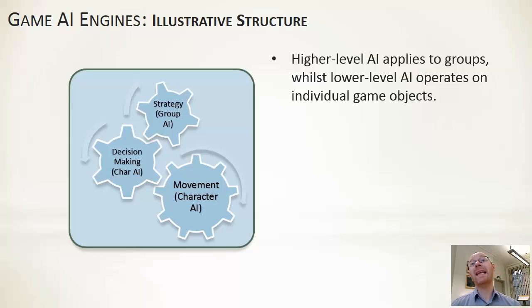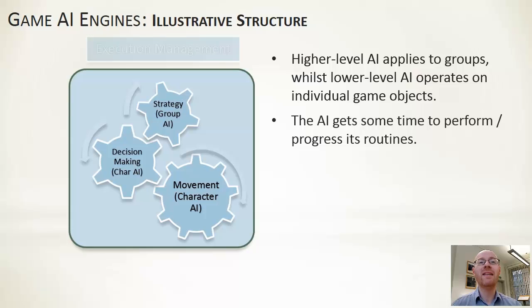So here we have an illustrative structure of one form of game AI engine, and we're defining a number of different groups between strategy and decision making and movement. The higher level forms of AI generally are ones that we would classify as applying to groups of objects. They decide how a group of objects should act or behave. Lower level forms of AI generally apply at the level of an individual entity, deciding how that entity will make decisions or how it's going to move about within its environment.